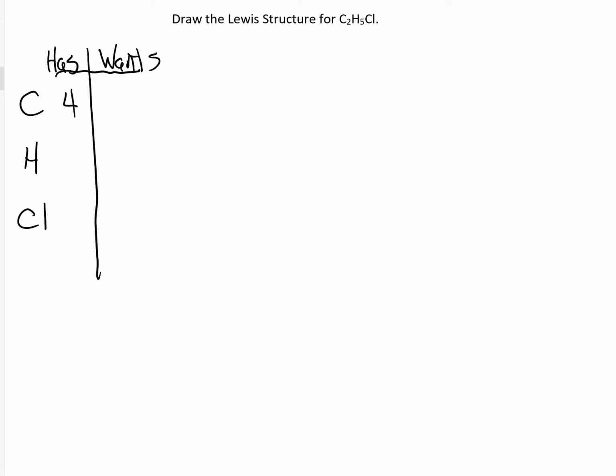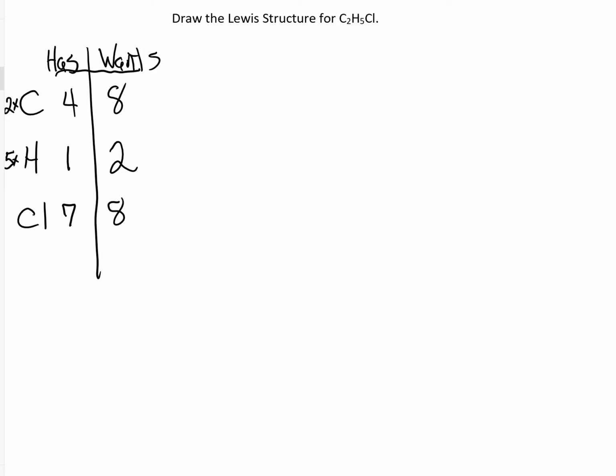Carbon has 4, wants 8. Hydrogen, if you recall, doesn't obey the octet rule. Hydrogen only has 1 electron and at most can handle 2. Chlorine has 7 electrons and wants 8. Well, let's go through and multiply everything here by the number of atoms.